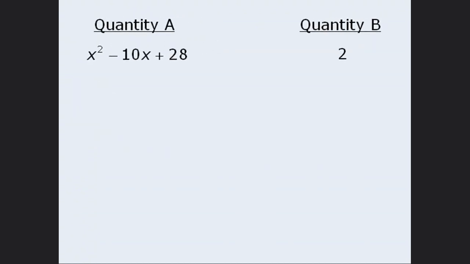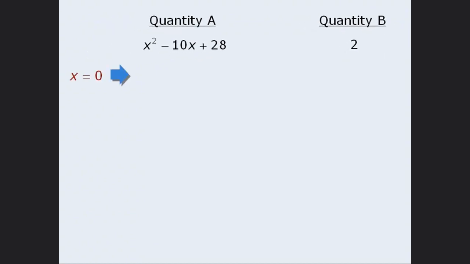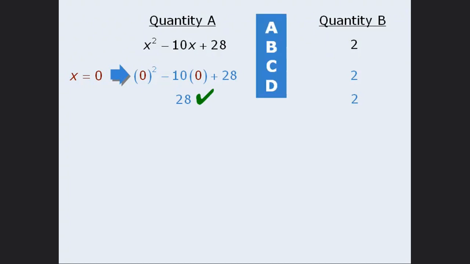This is a very tough question, and most students won't even know where to begin. However, since there's a variable in one of the quantities, we might consider plugging in some values. Let's begin with 0. If x equals 0, we'll replace x with 0 and evaluate to get the following. Since quantity A is greater than quantity B, we can automatically take the four possible answer choices and reduce them to 2. The correct answer here must be either A or D. So in a matter of seconds, we can give ourselves a 50-50 chance of guessing the correct answer.